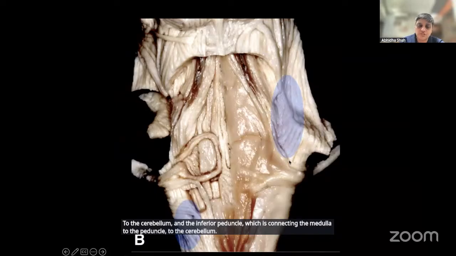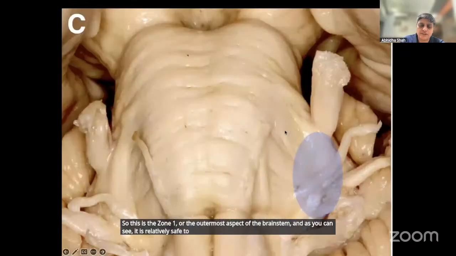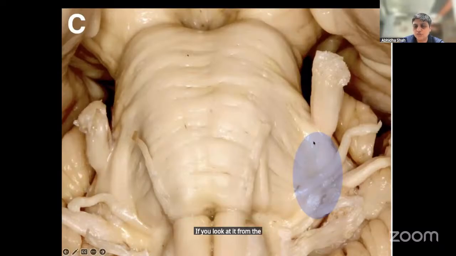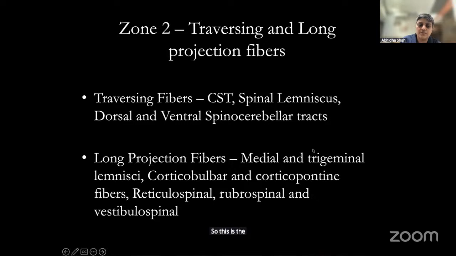So this is zone 1, or the outermost aspect of the brainstem. And as you can see, it is relatively safe to venture into the brainstem through these avenues. If you look at it from the ventral aspect, your safest entry into the pons is in the region of the peritrigeminal area. So this is the region of the middle cerebellar peduncle. Now, what is zone 2?